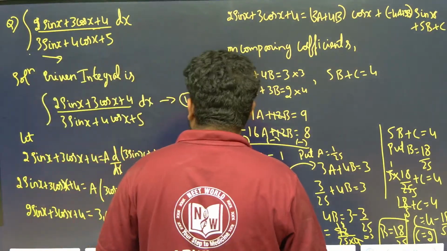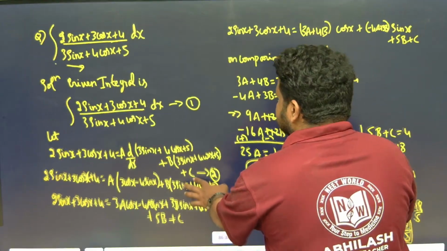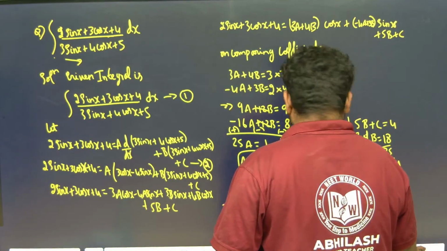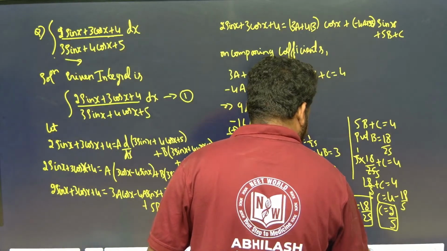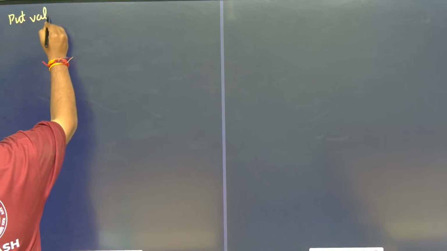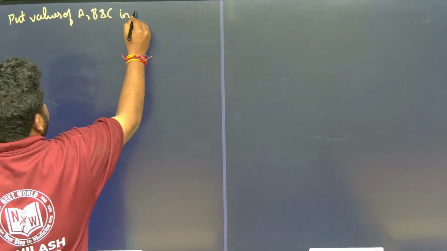So see here, this is what we have, this is what we got. We got the value of a, b and c. Now let us go to the next step, where we have to put the values. Let us take the next page and let us split that as well. Now see here, put values of a, b and c in equation 2.